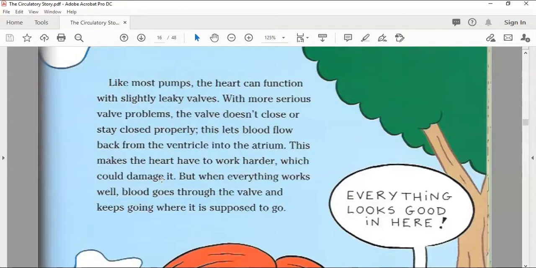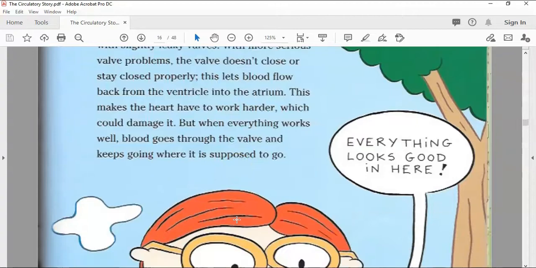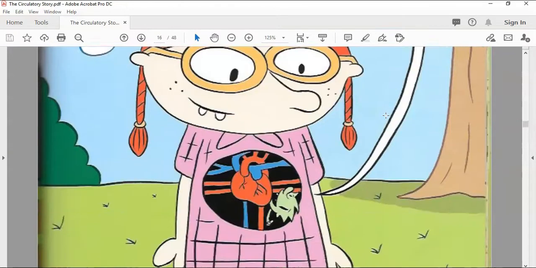Remember, the doors are meant to let the blood go in one direction. But if the blood is trying to come back, a little bit of blood is fine. A lot of blood, that's when your heart has to work so much harder and it can damage it. But when everything works well, blood goes through the valve and keeps going where it's supposed to. So let's see. Everything looks good in here.